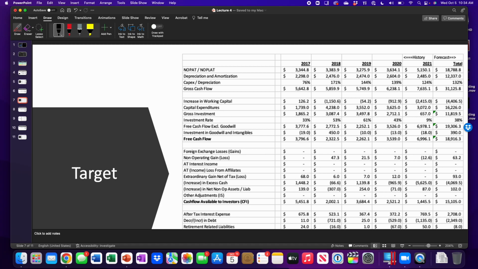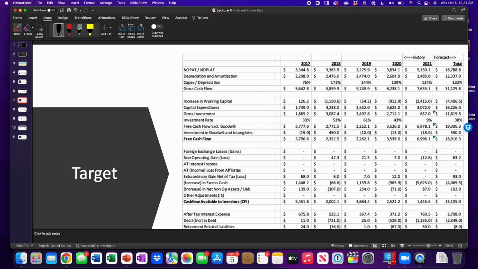They had $18.9 billion worth of free cash flow. They had $15.1 billion of CFI. They basically spent a little over approximately $4 billion in non-operating cash. Where did that $4 billion of non-operating cash go? They increased their excess cash by $4 billion. So they basically took $18.9 billion of free cash flow. They put $4 billion in the bank. They had $15.1 billion left to pay out.